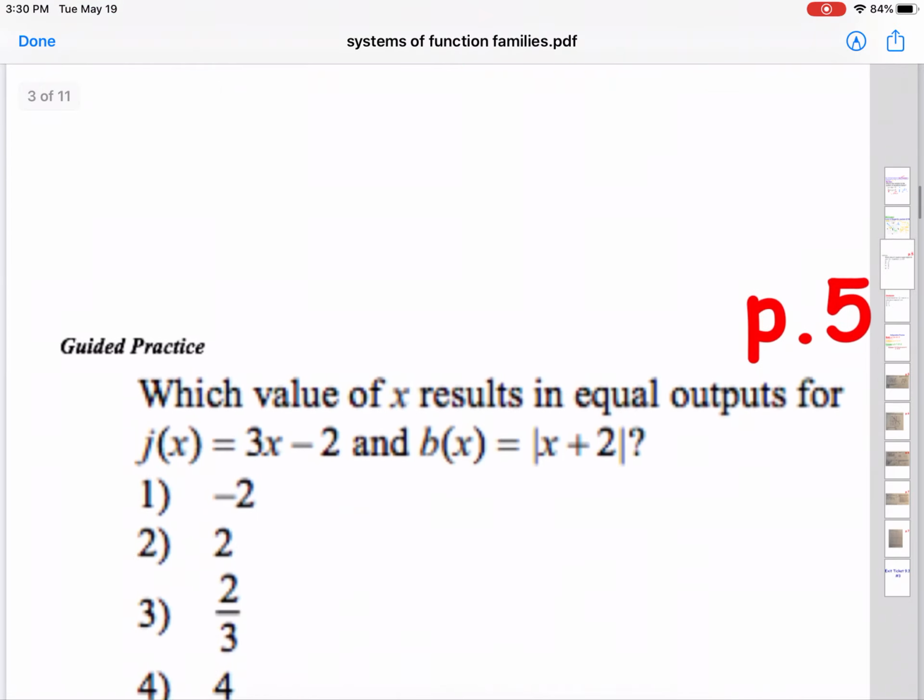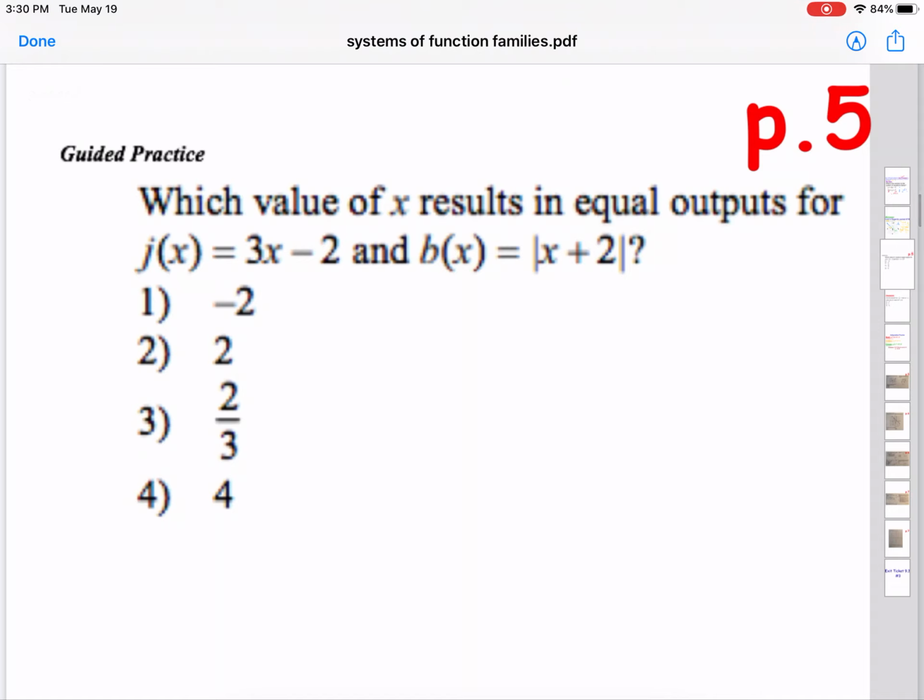For our guided practice, we're going to be back in our packet, Function Families Part 3. We're going to start on page 5, so go ahead and try the question at the top, and then come back to check your work.